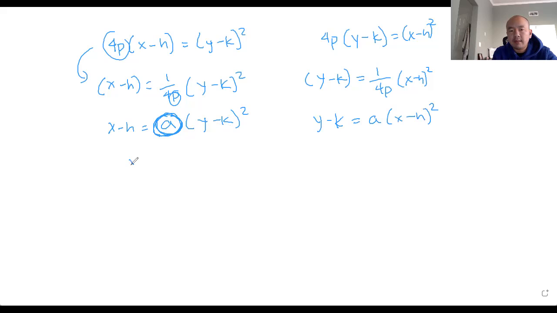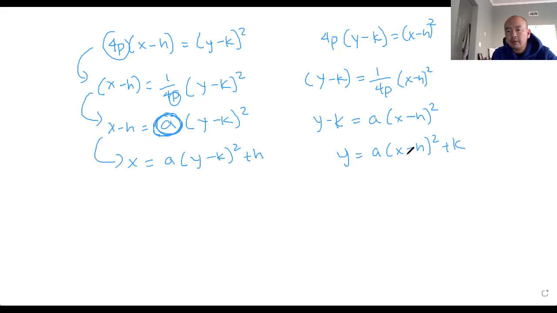And then also keep in mind that x equals a times y minus k squared plus h, and y is equal to a times x minus h squared plus k. Again, these are all the same thing. They just did it in different forms. In this case, they added the h to the other side. In this case, they added the k to the other side. That's the difference between them. So understand the variations of everything, understand the little nuances, and I think you'll be okay.